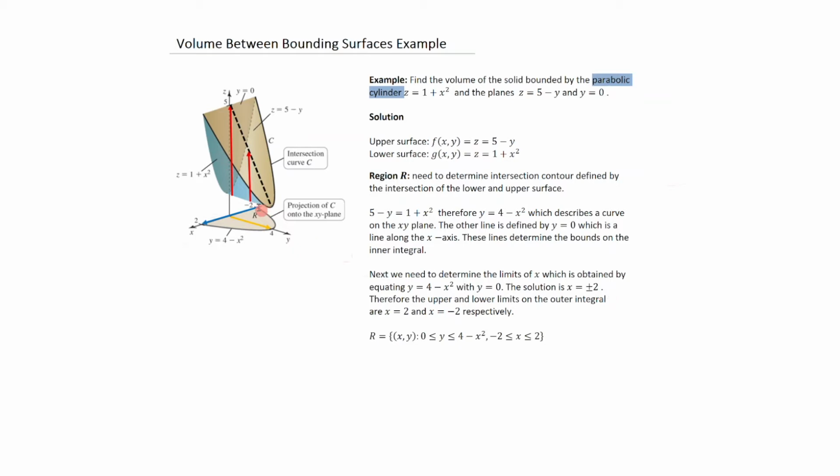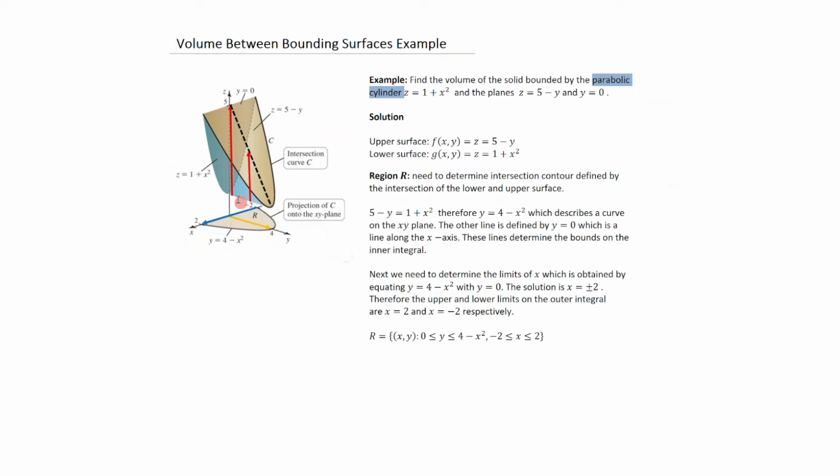This will be the lower bound on x. This is the upper bound on x. So we have now basically everything we need. For the region, we have an upper bound for y, which is this parabola, a lower bound, which is this line, like along here. And we have basically x going from -2 to +2.